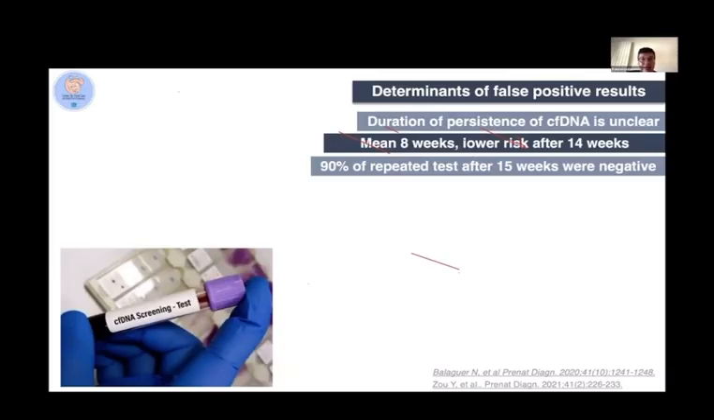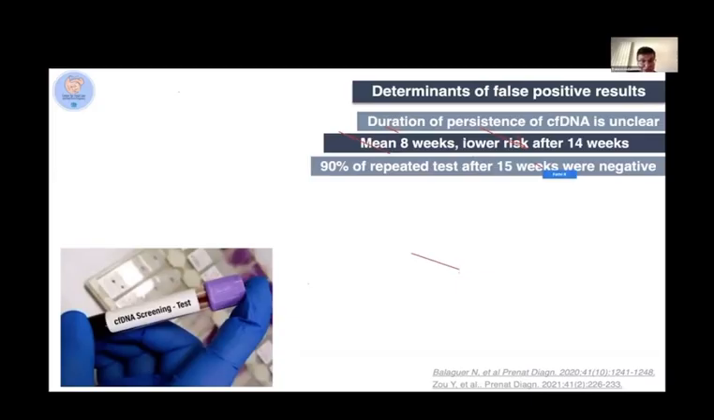So why is the gestational age at loss important? Because we know that in the few studies, there are not so many, the mean duration of the persistence of the DNA from the deceased twins was on average 8 weeks. And in most of the cases the influence was low, the potential false positive result was lower when the test was done after 14 weeks.